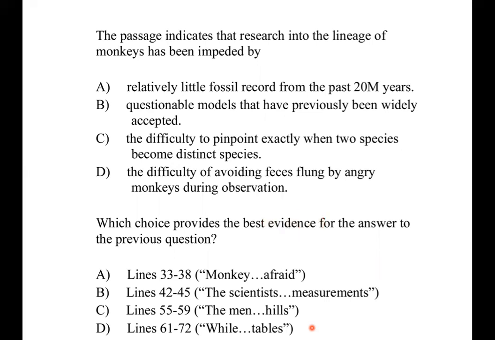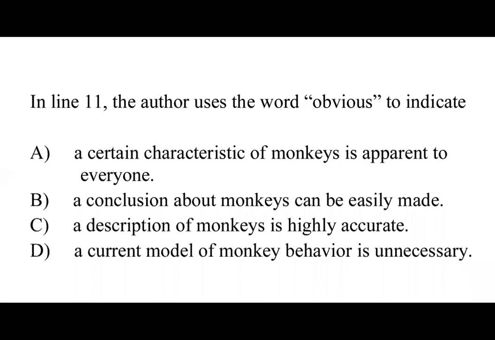After that, you want to move on to questions like this. Other questions that have line references, like in line 11, the author uses the word obvious to indicate. In these we know where to find the answer. We don't want to just read line 11, but also a sentence above and a sentence below, to get some context. But it forces us again to go back and reread a bunch of this passage.